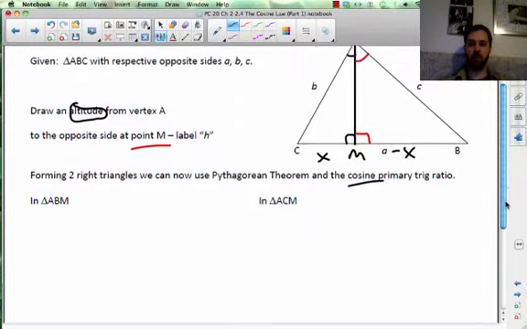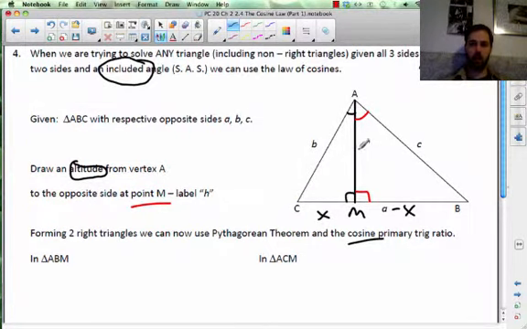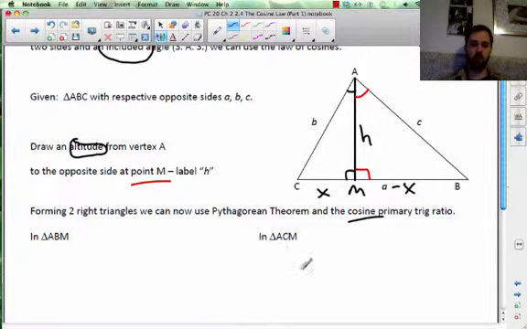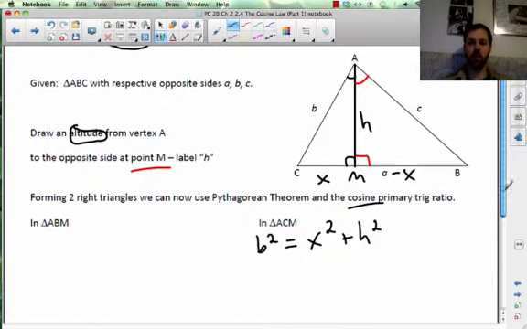So triangle ACM. Now first let's relate B, x, and h. So we can do those using Pythagorean theorem now. B squared is the hypotenuse, so B squared equals the two legs squared and their sum. And then this angle C, like I said, is the only one we know, so let's work with it. So we go cosine of angle C equals adjacent, which is x, divided by hypotenuse, which is B.